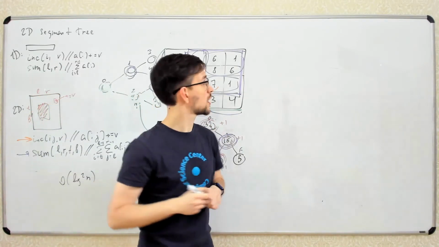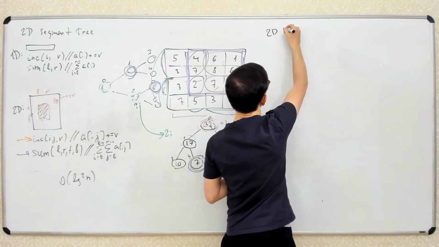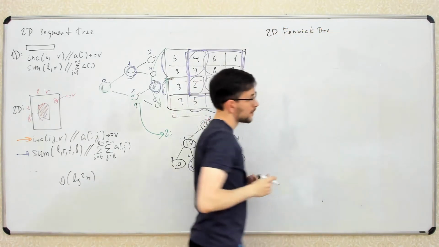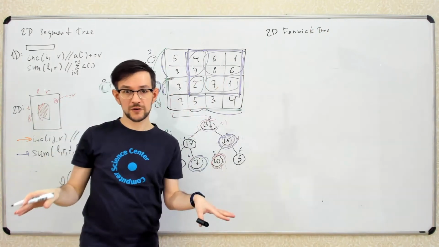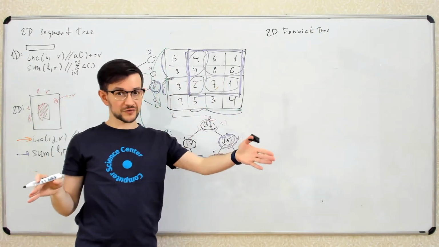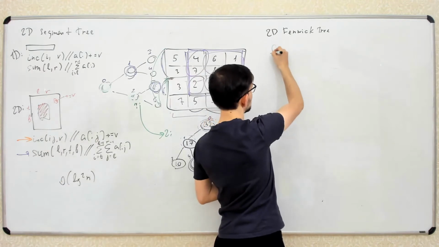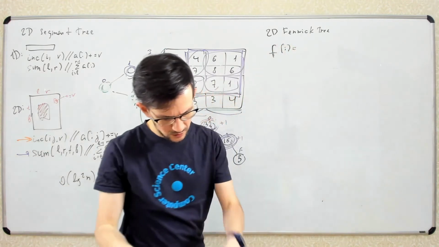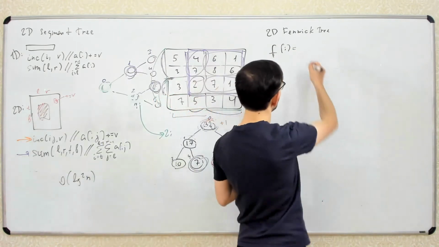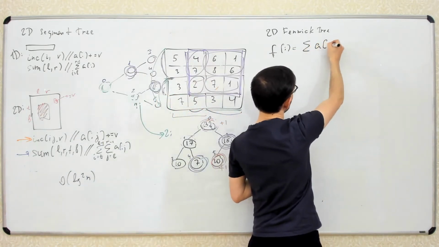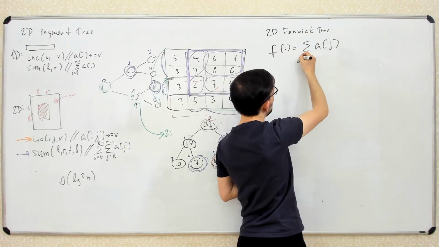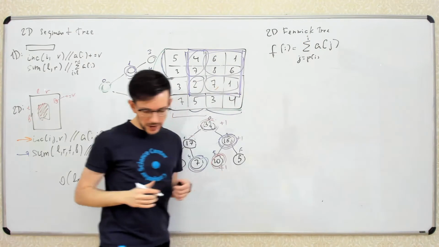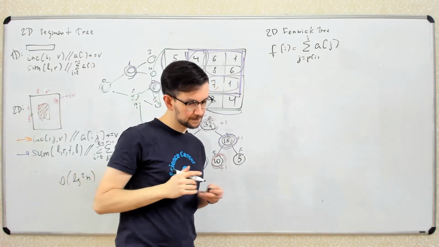For example, if you have two-dimensional Fenwick trees, how does the usual Fenwick tree work? In a regular Fenwick tree, you have this array f, and f of i equals the sum of all a_j from p of i to i, like we discussed last week.